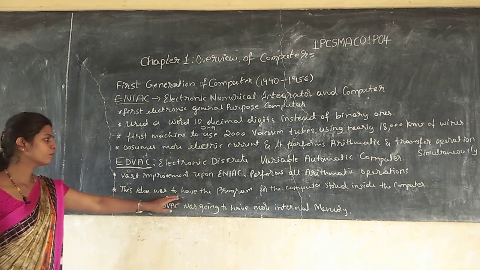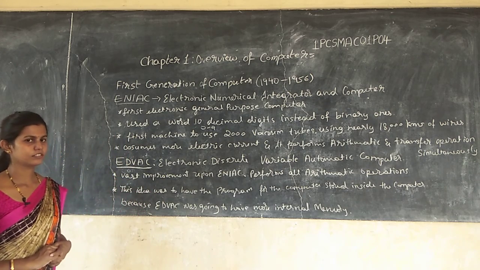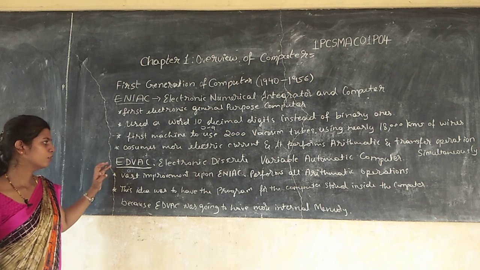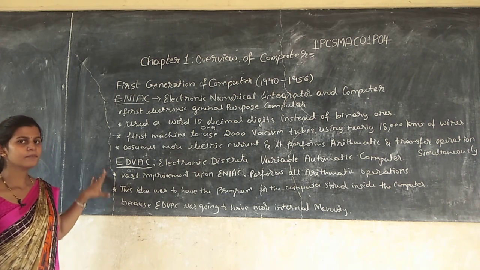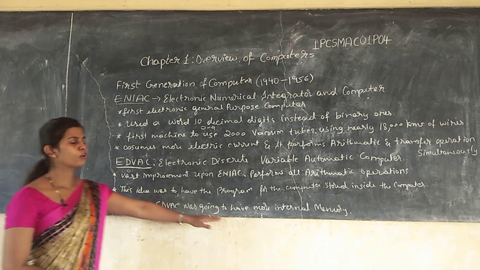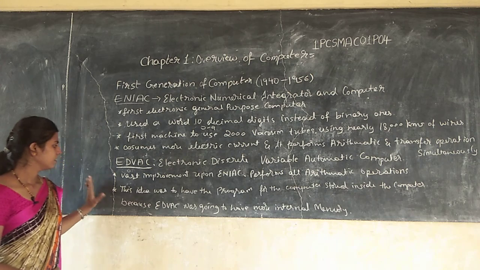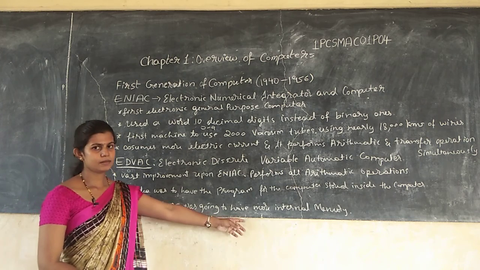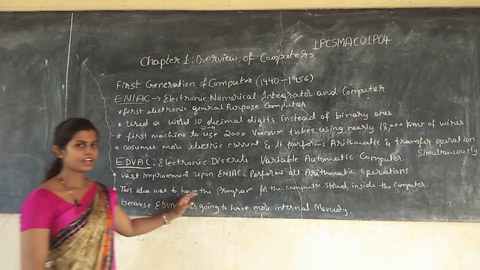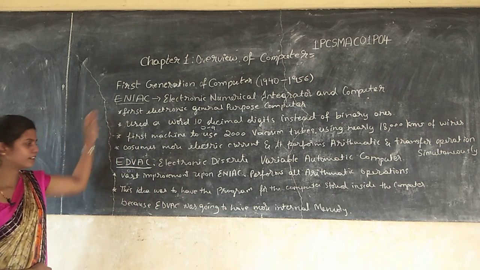The idea was to have the program for the computer stored inside the computer. The main reason to develop the EDVAC computer is to store the program inside the computer, because EDVAC was going to have more internal memory. Because of more internal memory, here we can store the program inside the computer. So, this is about ENIAC and EDVAC.